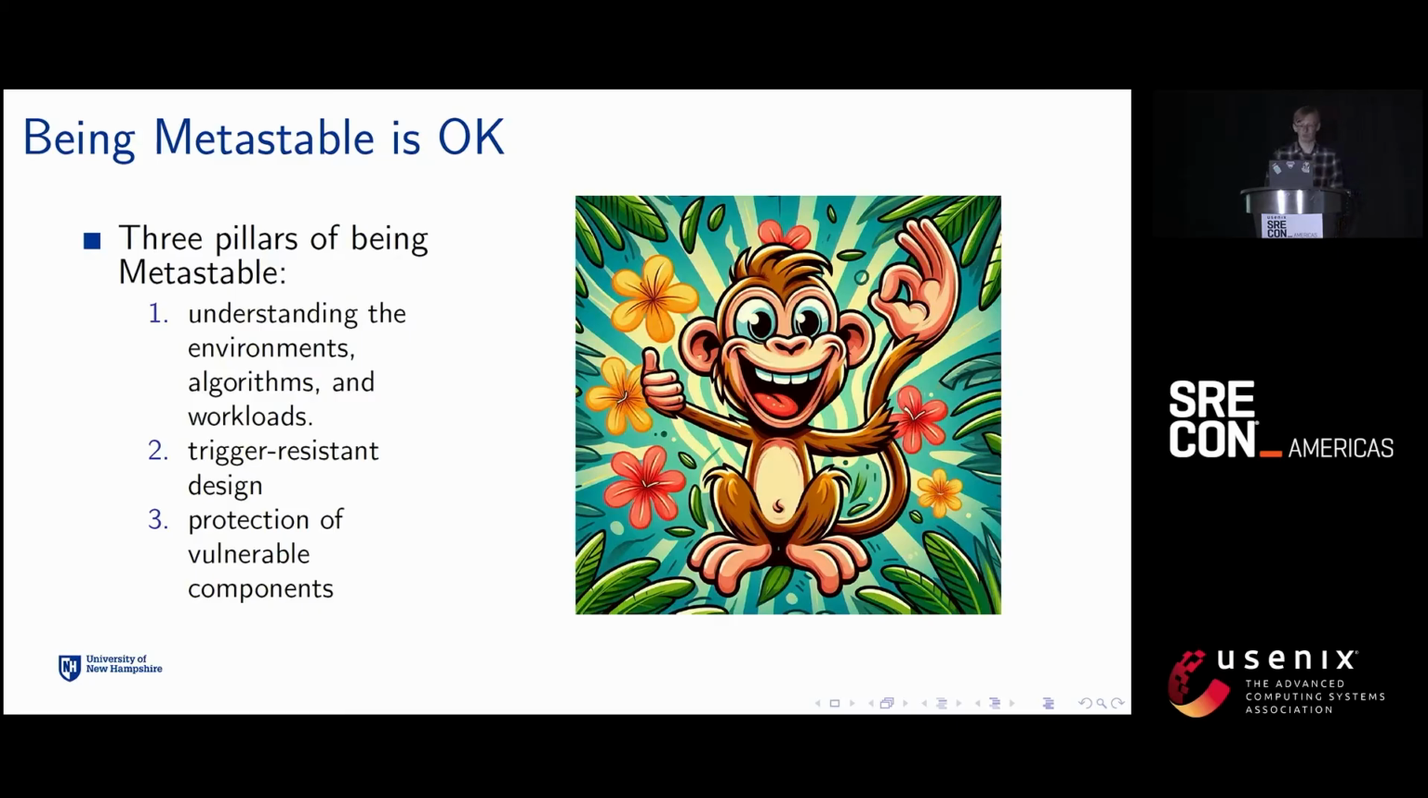The second pillar, I call it trigger-resistant design or trigger-resistant architecture. So once we understand how our environments and systems and the algorithms that underpin those systems work, we can actually do something about some of the common triggers, right? And the third cornerstone, the third pillar, is protection of vulnerable components, right? So it happens to be the case that not every part of your system is susceptible to metastable failures in the same way. Some are more vulnerable, some are more susceptible to failures, and we can do something about protecting them.